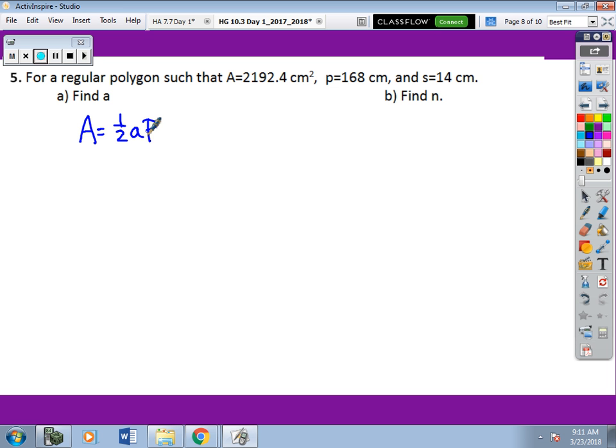If you choose 1/2 ans, you don't know what n is, and you don't know what a is, so you'd have 2 unknown values. So if you start with that one, you'll realize quickly, I don't know enough information. Switch it. All right, substitute in what you do know. Area is that, 1/2 times a times the perimeter, which is 168.